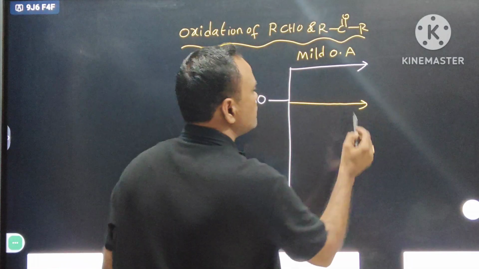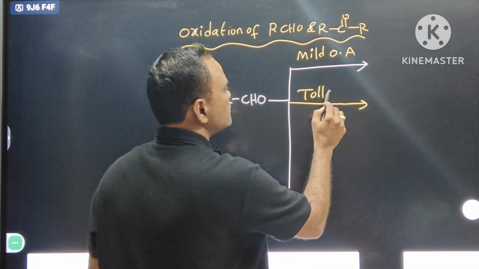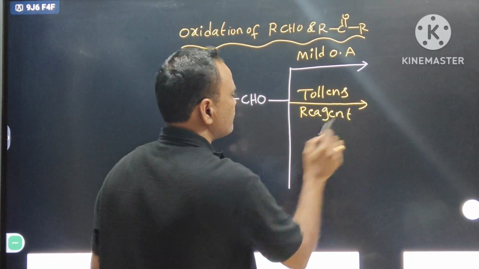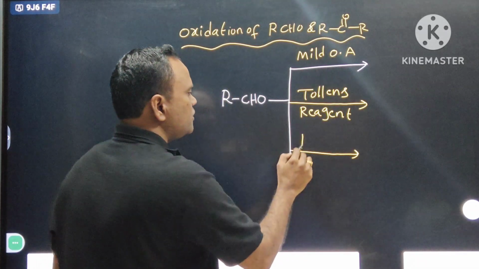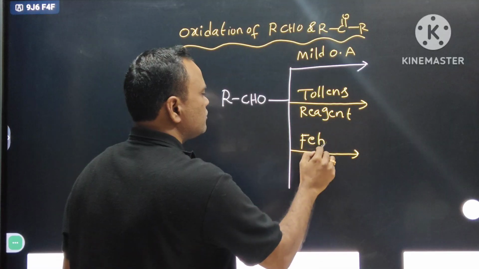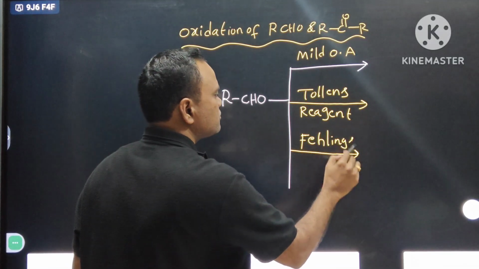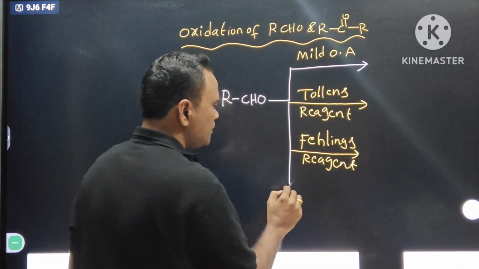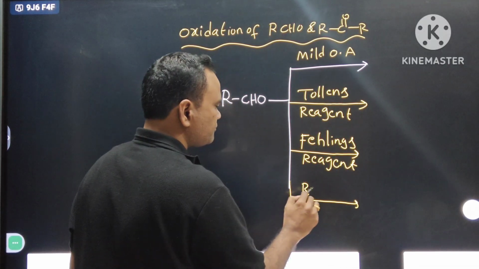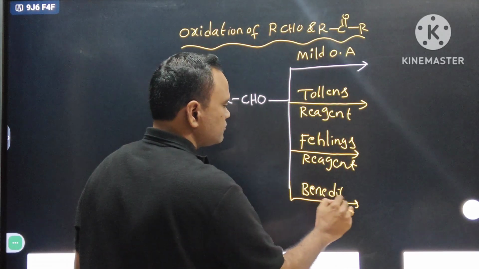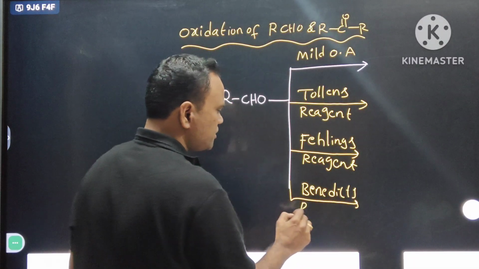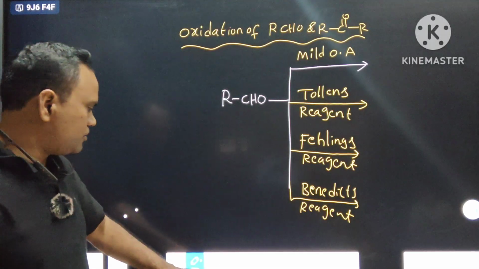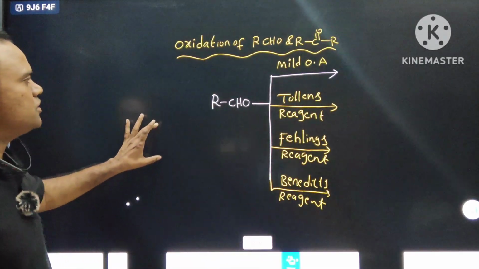What are mild oxidizing agents? Tollens reagent, Fehling's reagent, and Benedict's reagent. These are three important mild oxidizing agents.